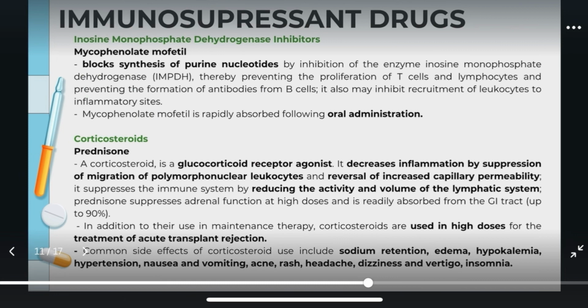Prednisone suppresses adrenal function at high doses and is readily absorbed from the GI tract, up to 90%. So in addition to their use in maintenance therapy, corticosteroids are used in high doses for the treatment of acute transplant rejection. Common side effects of corticosteroid use include sodium retention, edema, hypokalemia, hypertension, nausea and vomiting, acne, rash, headache, dizziness, vertigo, and insomnia.